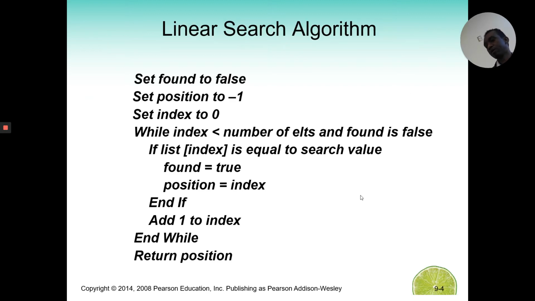So the linear search, the way it works is set found to false, and then set a position to -1, and then set index to 0, and then you have the while loop going through it. This is the longest search. Basically, when it's searching for something, it has to go through every item that is in the list.